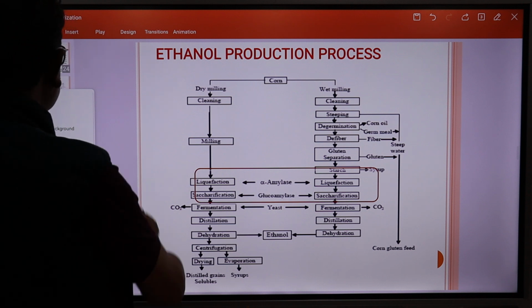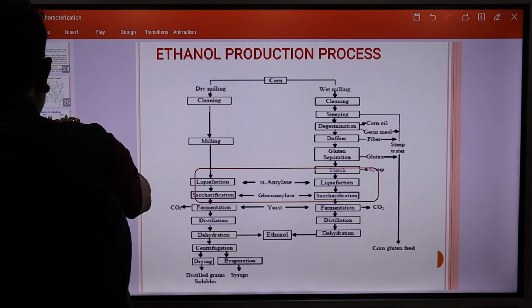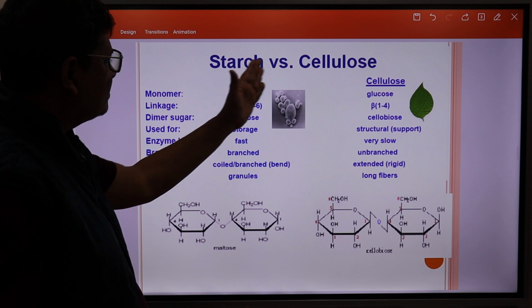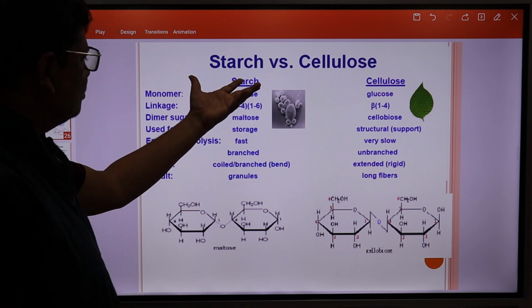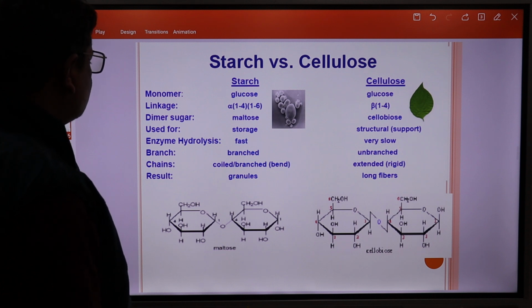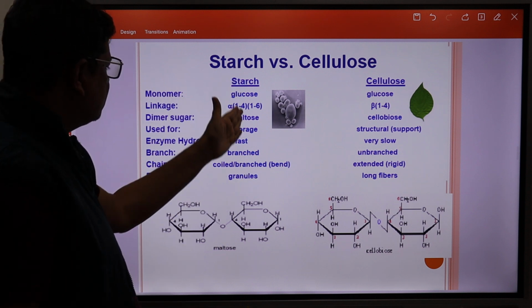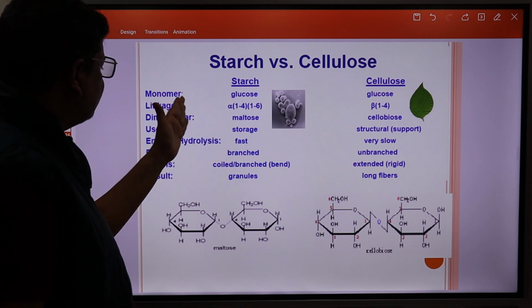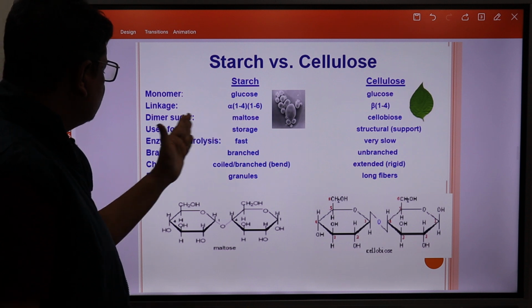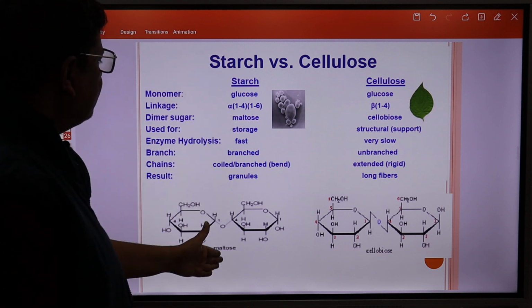So the basic question here is, how will you produce it? Before coming to this, just have a little glance at starch versus cellulose. You must know both of them sit very close to each other as far as stereochemistry is concerned. Starch: monomer glucose, alpha 1,4 and 1,6 linkages, dimer sugar maltose, used for storage. So these are listed under the name of starch.